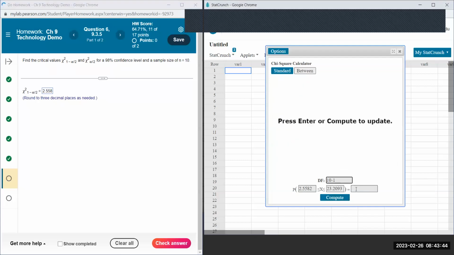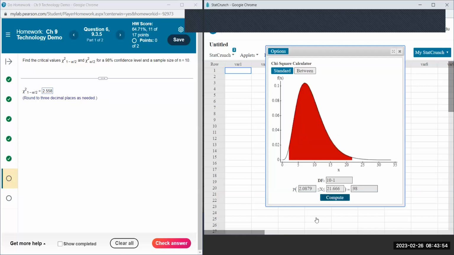Let me put my 0.98 again. So put 9, or it's always less than, if the formula is n minus 1 for degrees of freedom. That's why I had it wrong.